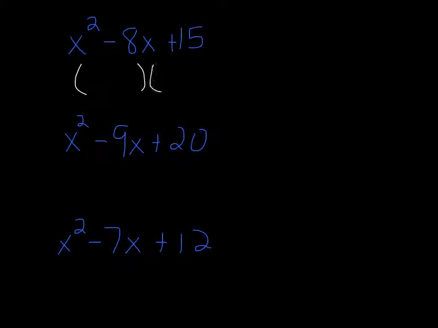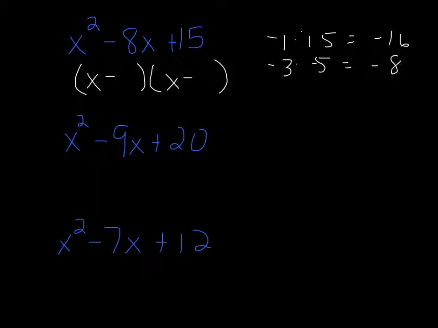So we know they're going to start with x's, and we also know that they're going to multiply to be positive but add up to be negative, so we need 2 negatives. Okay, now factors of 15, you got 1 and 15 and 3 and 5. They're going to be negatives, so we have negative 16 or we have negative 8. So 3 and 5 it is, so negative 3, negative 5.